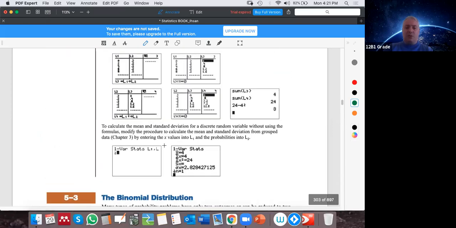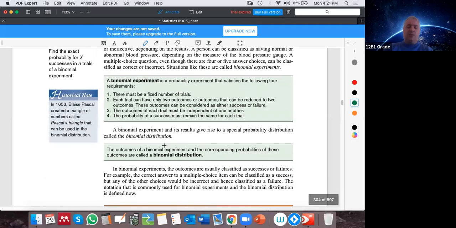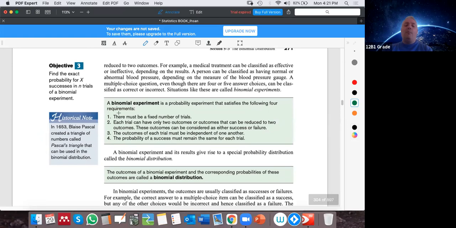Now, how to use the calculator, it teaches us here. So now, an important thing: the binomial experiment. What is the binomial experiment? A binomial experiment is a probability experiment that satisfies the following 4 requirements. There must be a fixed number of trials. What does it mean? I am throwing a die 100 times, or flipping a coin 250 times. So there must be a fixed number. You have to know in the problem how many times you are repeating one experiment.